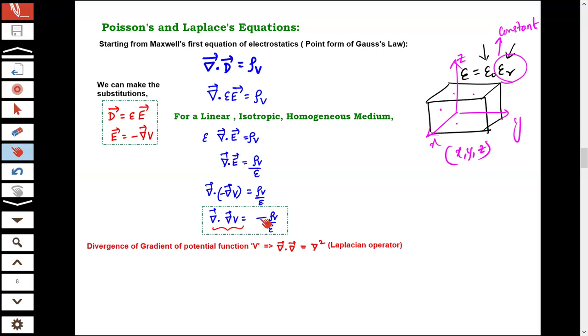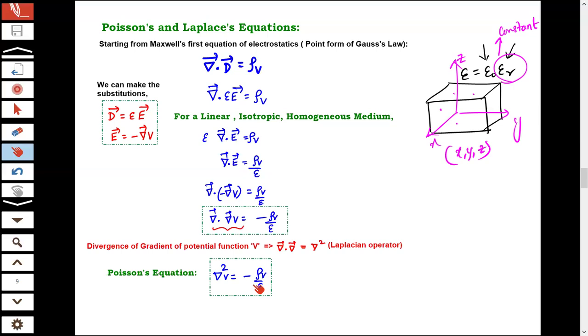And we can even take the negative sign to the right hand side, and we have divergence of potential gradient on the left hand side. So this function del dot del V, or divergence of gradient of potential function, we can write in terms of del square function, where this del square is the Laplacian operator. Divergence of gradient can be written as Laplacian operator del square. And we can write the expression for del square in all the three coordinate systems accordingly. Now we can write the Poisson's equation in terms of Laplacian of V as del square V equals minus rho V by epsilon.